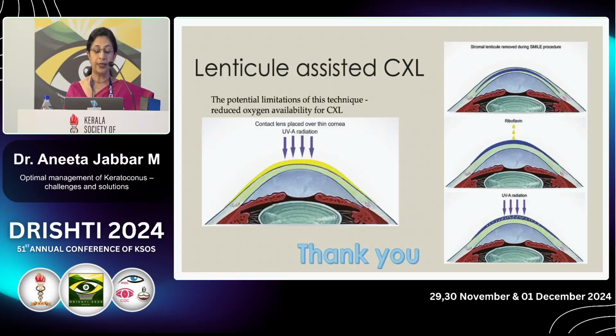Also, other techniques for thin cornea are the lenticule-assisted CXL and the contact lens-assisted CXL. The stromal lenticule removed during the SMILE procedure is placed over the cornea, and the riboflavin is soaked, and then irradiation is done. But the potential limitations of these techniques are the reduced oxygen availability for CXL, and the CXL may not be as effective as your other normal procedures.